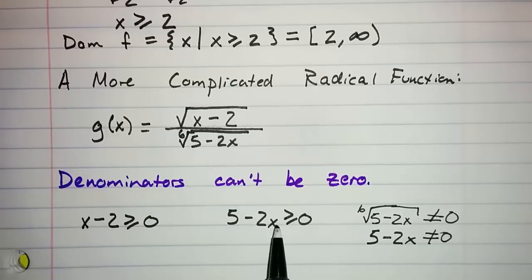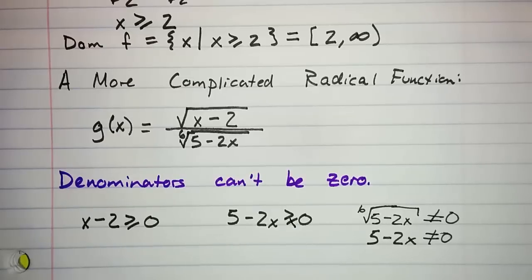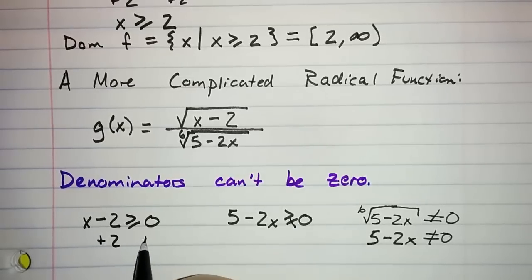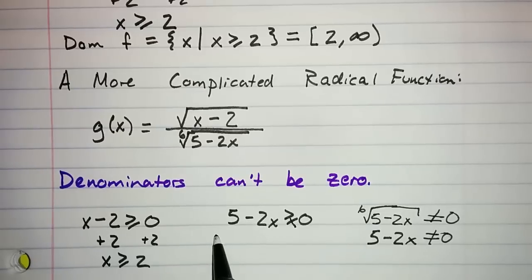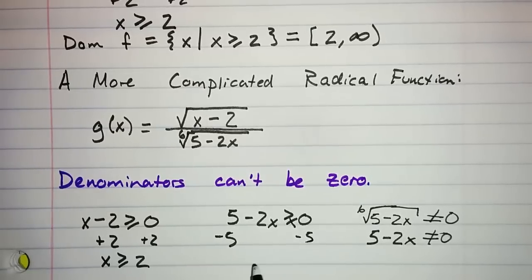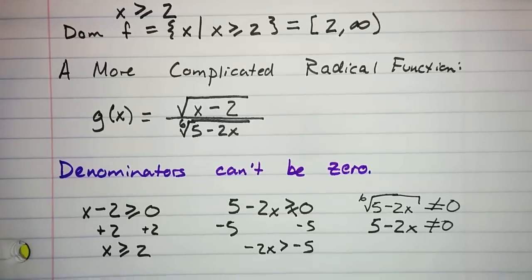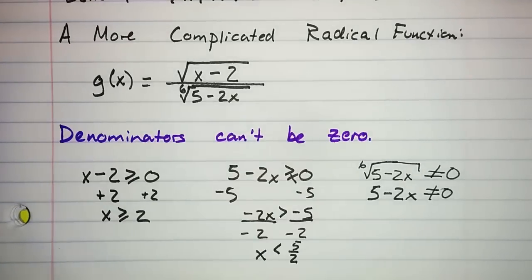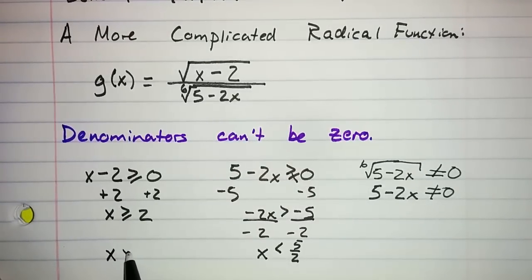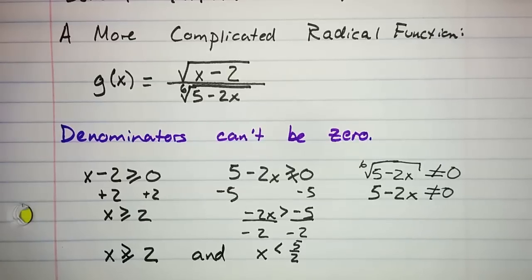The way to accomplish being greater than or equal to 0 without being 0 is to just be greater than 0. So here I'll add 2 to both sides. Here I'll subtract 5 from both sides, and then divide both sides by negative 2. To be in the domain of this thing, I need to have x greater than or equal to 2 and x less than 5 halves.